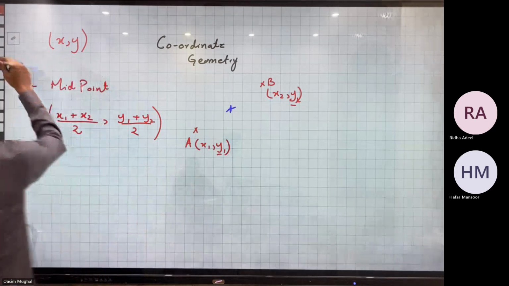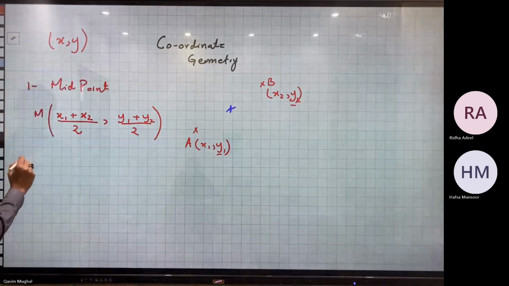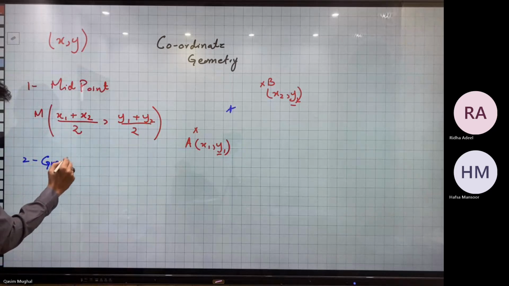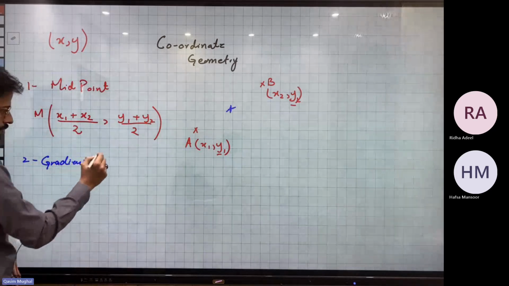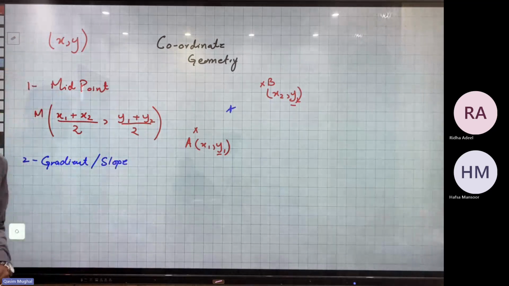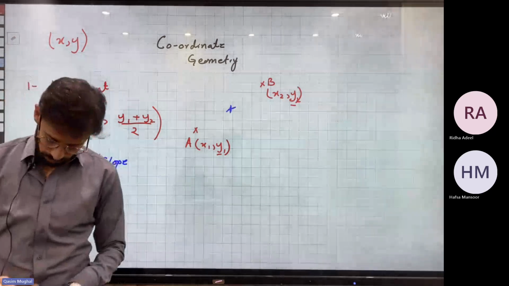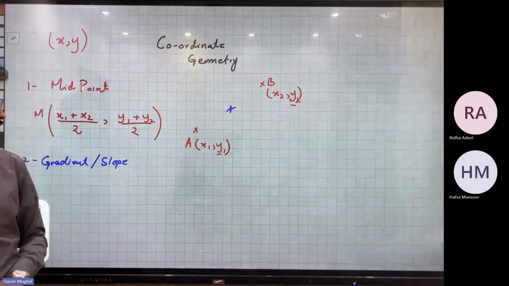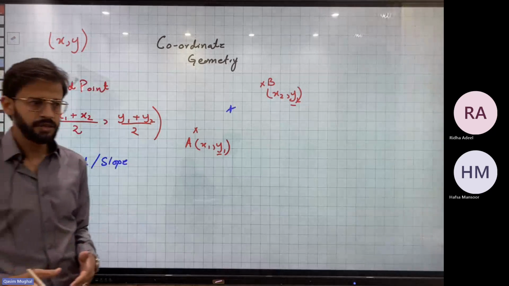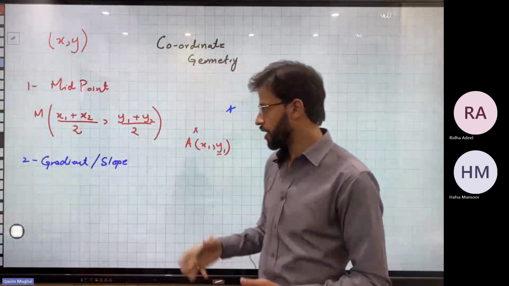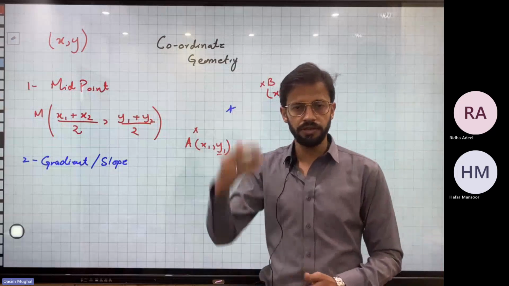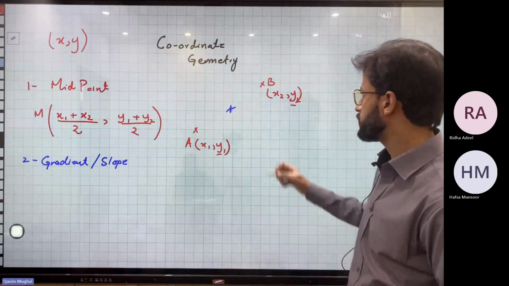All right. Next thing is gradient, which is also known as slope. Gradient is given by y2 minus y1 over x2 minus x1. In physics or maybe in other science subjects, we may have studied the very same formula: rise over run, or vertical change over horizontal change. It is exactly the same thing.